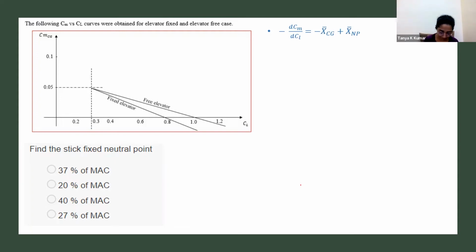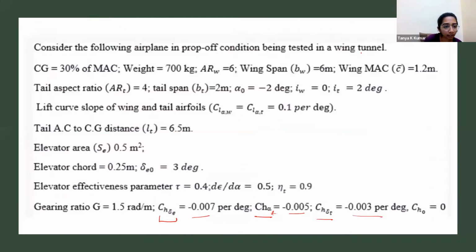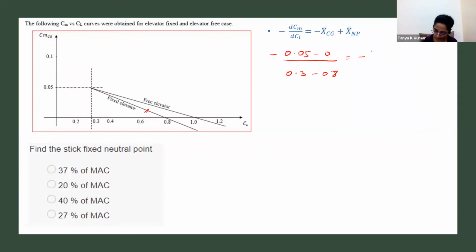Okay, now let's try to do this. It says stick fixed neutral point. So let's find the slope of the stick fixed line. So that is this line. What is the slope? That is 0.05 minus 0 by 0.3 minus 0.8. It's the first line, okay? Stick fixed is equal to, what is the CG location given in the question? CG location is 0.3. Okay. So that is minus 0.3 plus x bar np. Now when we solve this, what do we get? X bar np is equal to, can someone tell me?